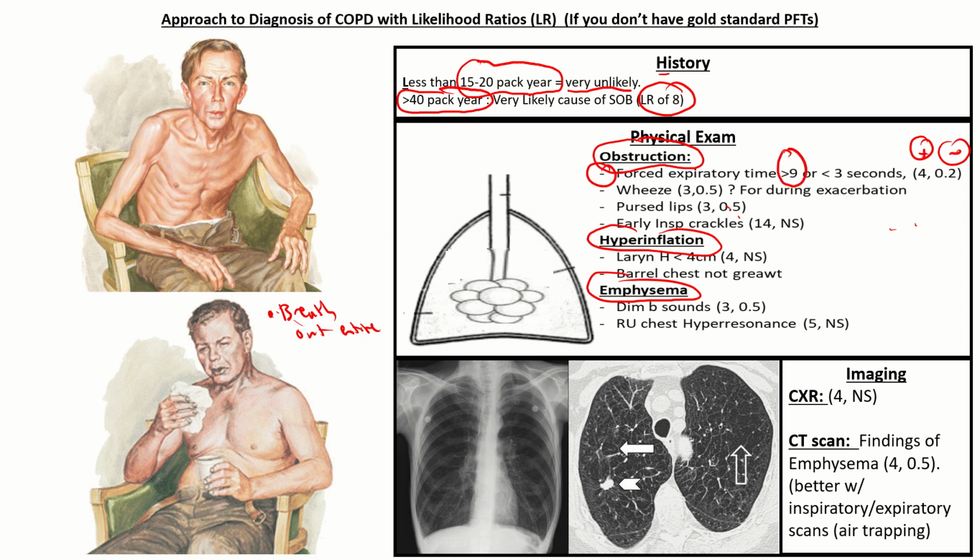If it takes 9 seconds, it's likely that this patient has some sort of obstructive defect, so it could be COPD, with a likelihood ratio of +4. If it takes less than 3 seconds, this patient very unlikely has an obstructive defect, with a negative likelihood ratio of 0.2. So definitely something for the outpatient. It's hard to do inpatient because most patients will cough during a COPD exacerbation, but it's something you could do outpatient to see if the patient may have COPD.